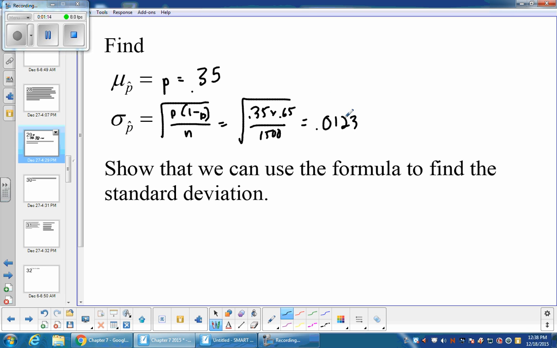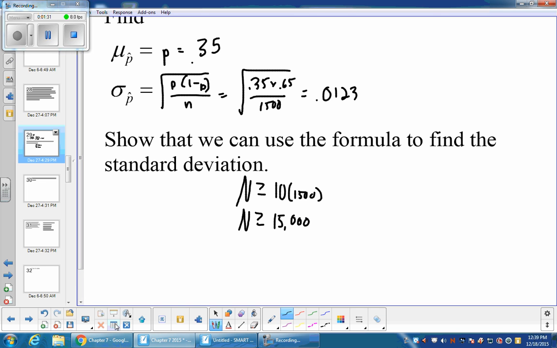Now, this standard deviation we can't always use. We can only use it when our population is at least 10 times as big as our sample. So 10 times 1,500 is 15,000. Are there more than 15,000 college students? Yes. So we can use it, because there are more than 15,000 college students. So since that's true, we can use the standard deviation.